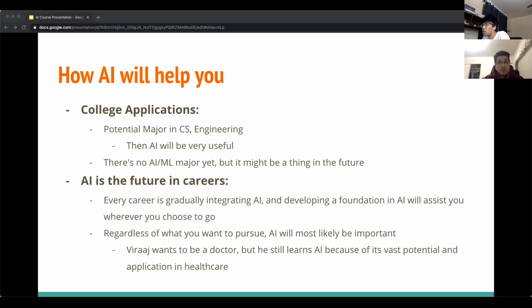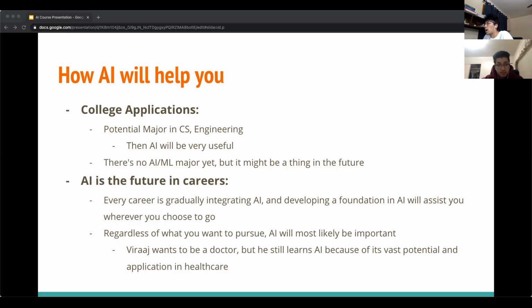There currently is no AI or ML major. There's a data science major at some colleges, but it might be a thing in the near future, actually. So I think if you guys are interested in future careers or your future education, AI will really help you out there. And then AI in your future careers, every career is gradually integrating AI and developing a foundation in AI that'll assist you wherever you choose to go.